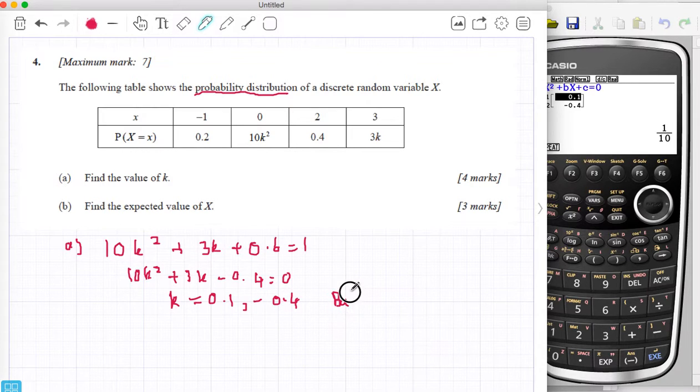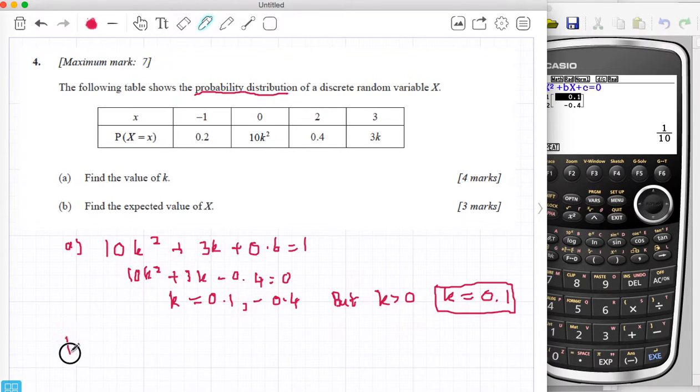But k has to be a positive value because we can't have a negative probability. But k is greater than 0, so k equals 0.1. So there's my first answer. And I think there's sufficient working out there for 4 marks.